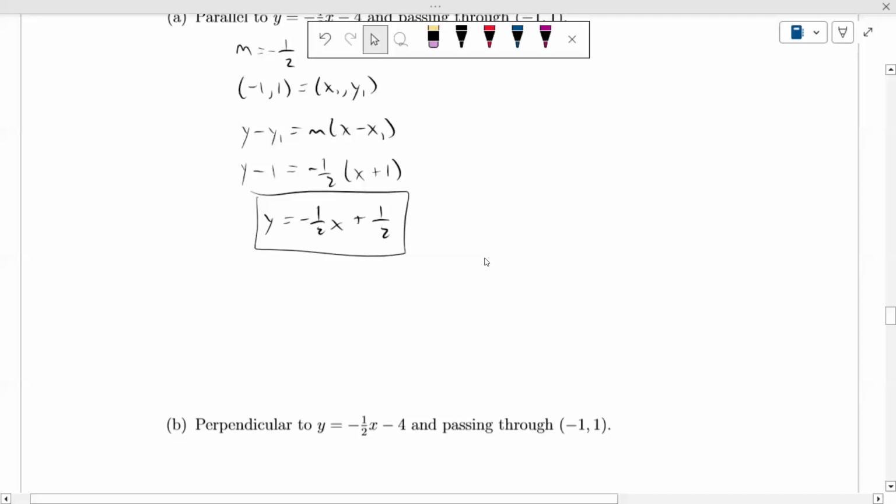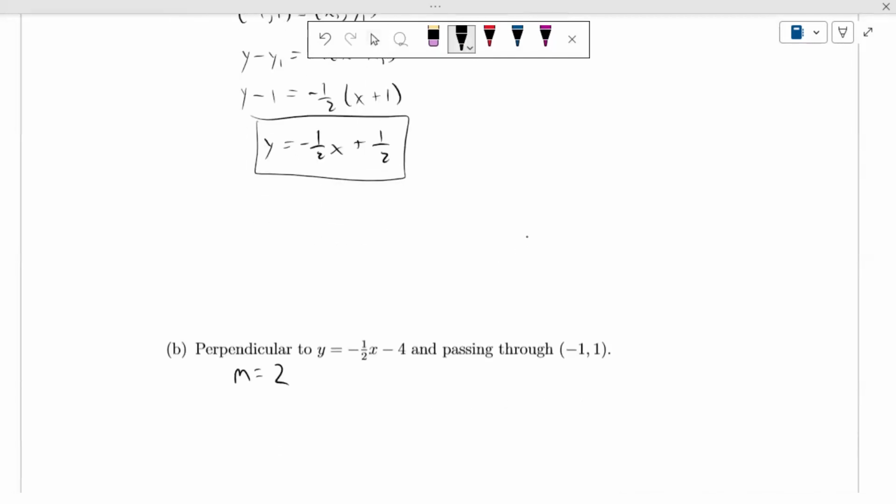Now we're going to do the same thing with perpendicular lines, right? So with perpendicular lines, remember that the slope is going to be the negative reciprocal. So we've got to take the negative of this number, which will be +1/2, but then we've got to flip it, right? So it'll be +2, okay? Negative reciprocal, okay? Still have the same point there, right? -1, 1 is our x1, y1, okay?